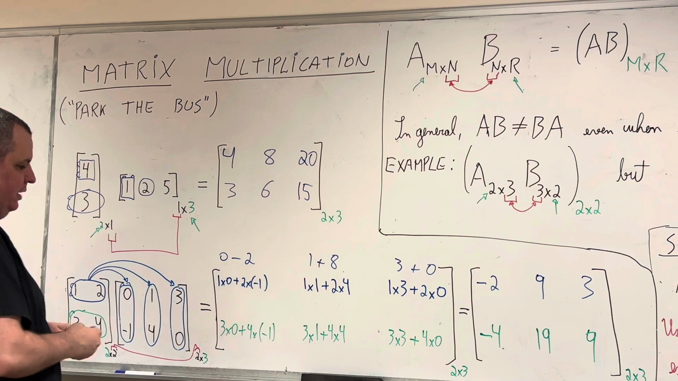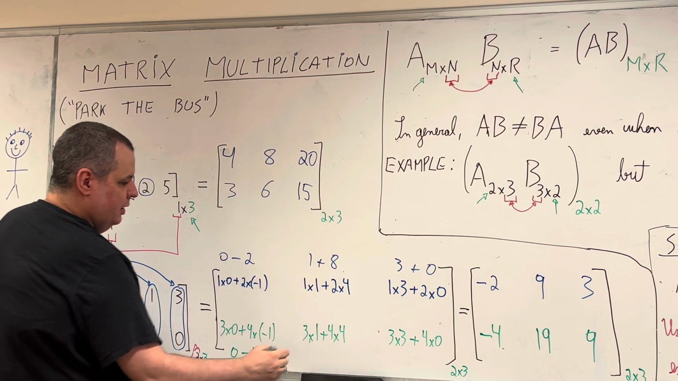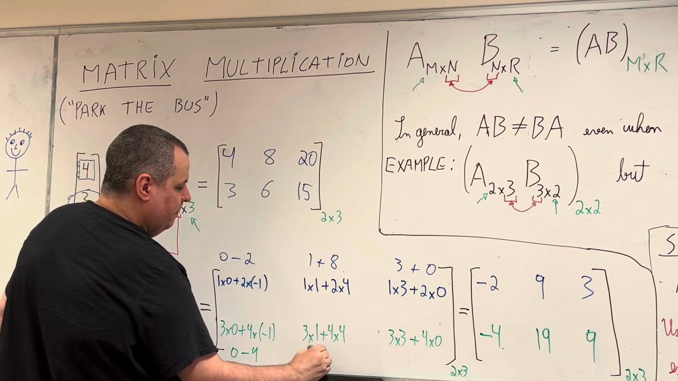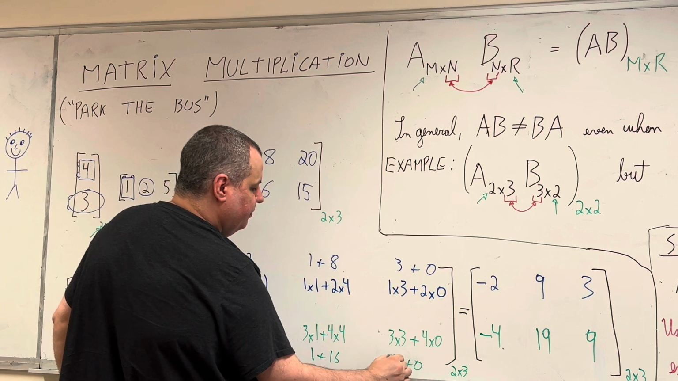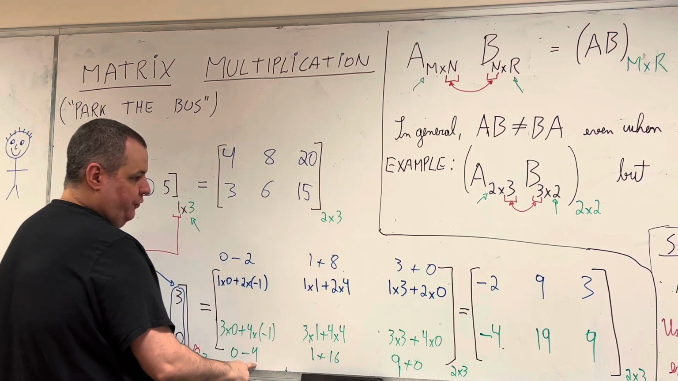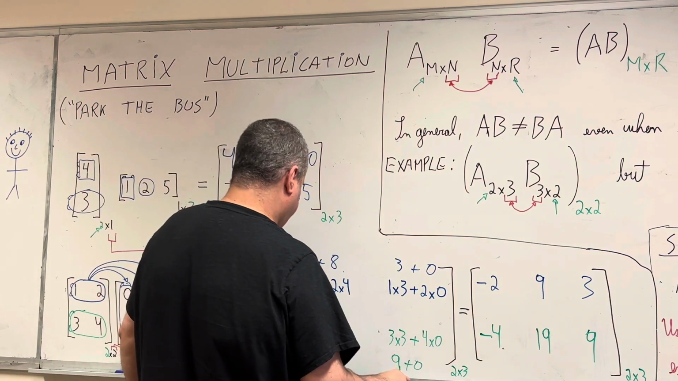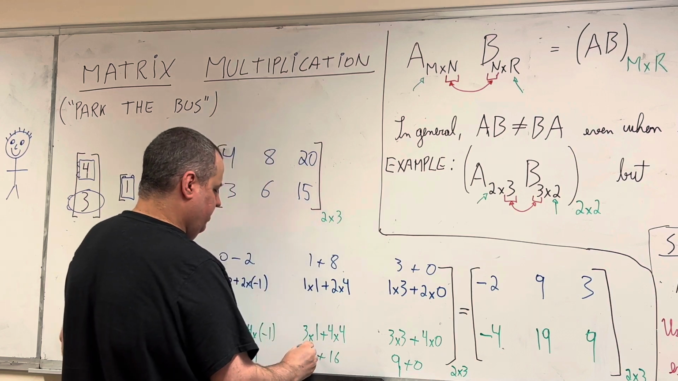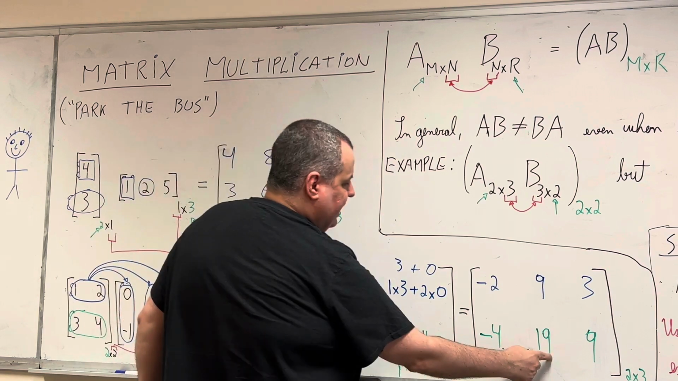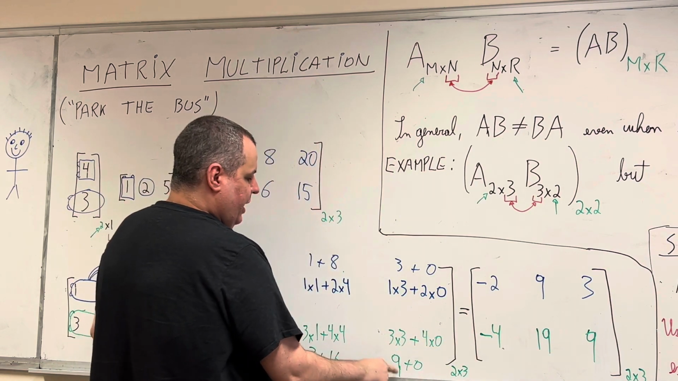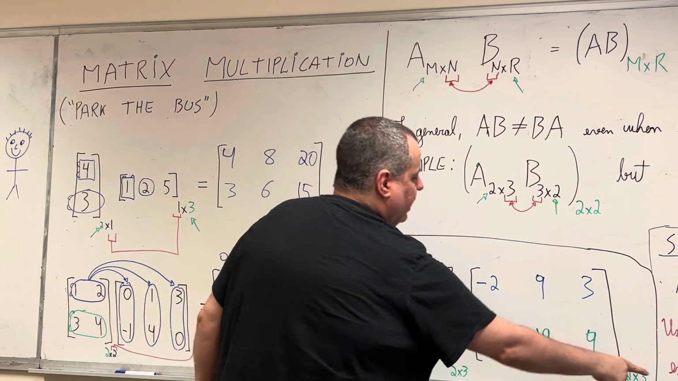And the same for the other row. This is 0 minus 4, that's 1 plus 16, that's 9 plus 0. So 0 minus 4 is minus 4, 1 plus 16, oops, no, it's 3 plus 16. Bad teacher. 3 plus 16. So that's why it's 19. And 9 plus 0, it's 9. Okay? So I did the calculations.